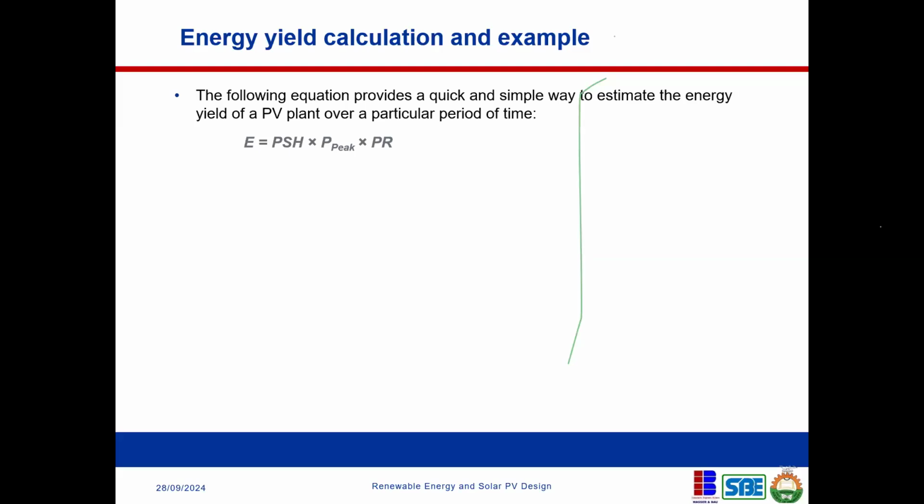Your performance ratio is what I said you can estimate. You can use 70%. It is safe to use 70% or 75%. If you feel that your PV modules are going to perform very well, you can use 75.